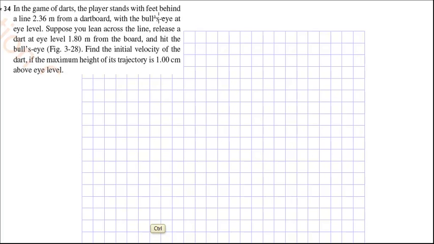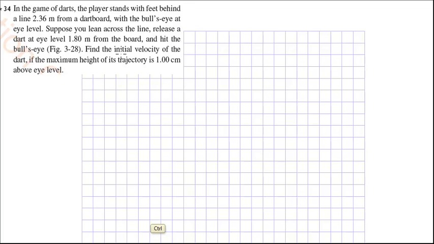Okay, this is problem 334. It has to do with throwing darts. In the game of darts, the player stands with feet behind a line 2.36 meters from a dartboard, with a bullseye at eye level. Suppose you lean across the line and release a dart at eye level, 1.8 meters from the board, and hit the bullseye. Find the initial velocity of the dart if the max height of its trajectory is 1 centimeter above eye level.